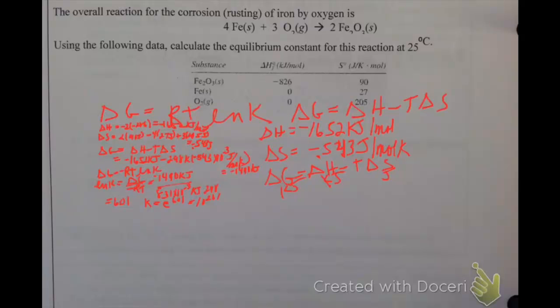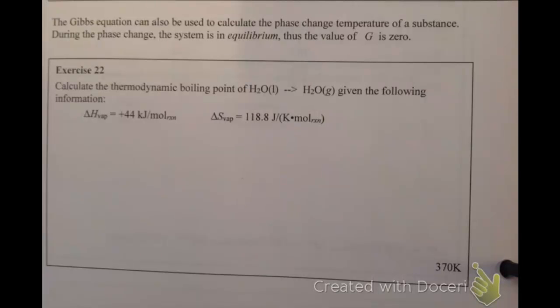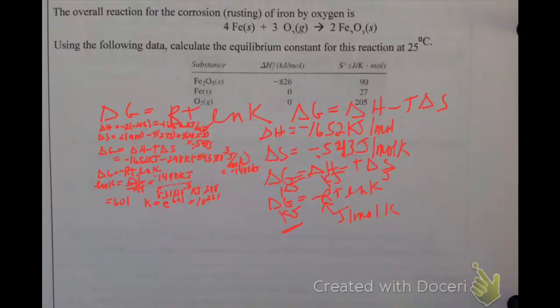I had to change my delta S units by multiplying times 10 to the minus third. I plug them into delta G equals negative RT ln K, and this is probably the one area that people are most likely to make a mistake: delta G is in kilojoules, my R value is 8.314 joules per mole K, so I need to change that to kilojoules to make it work. Alrighty?